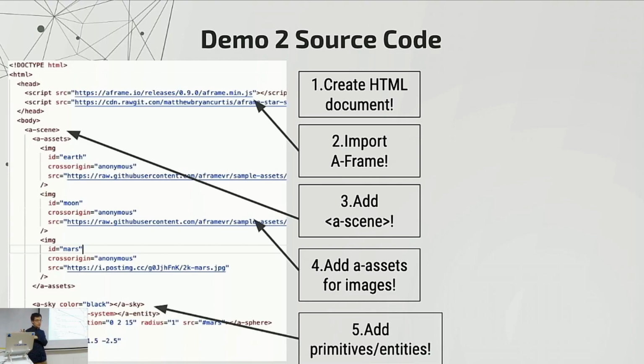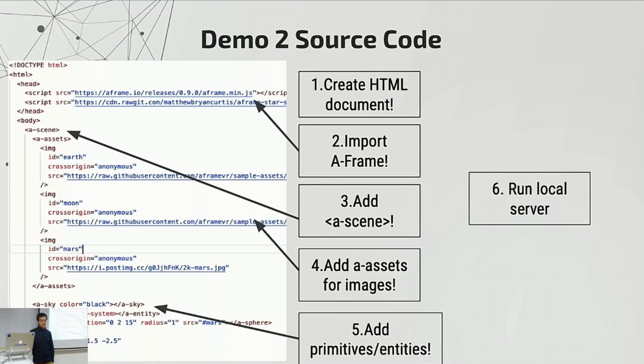Fifth, we add primitives and entities, like the sky. In this case, I added an entity that wasn't built in. I imported it in the head. It was the stars, star backgrounds. And then yeah, try running the local server using Python. Or you can use Node serve.